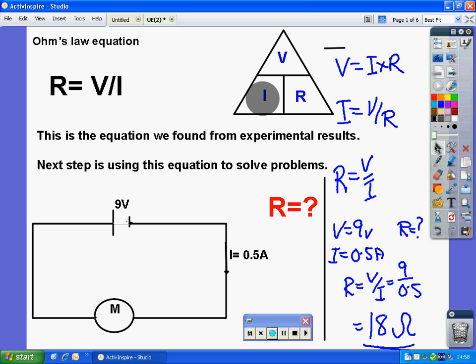So the rest of the calculations that you'll do will be using this Ohm's law equation, where you will have two values. If you have to find V, V equals I times R. If you have to find I, I equals V over R. And if you have to find R, R equals V divided by I.